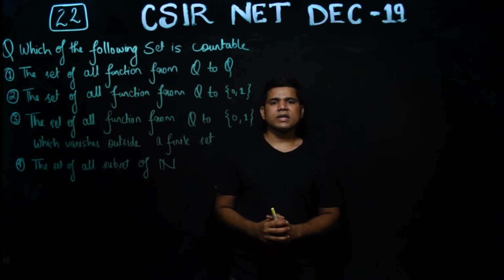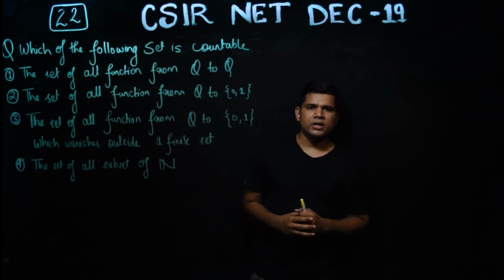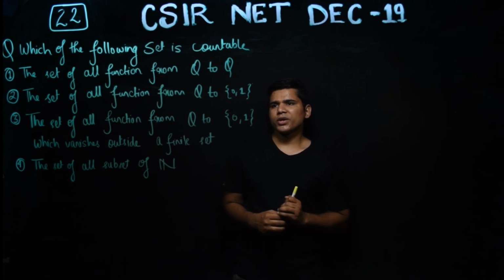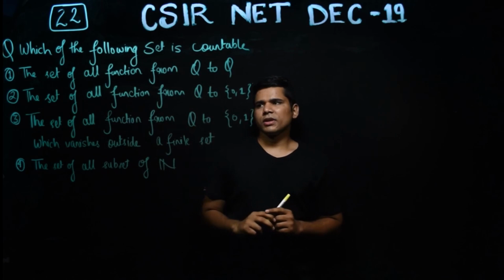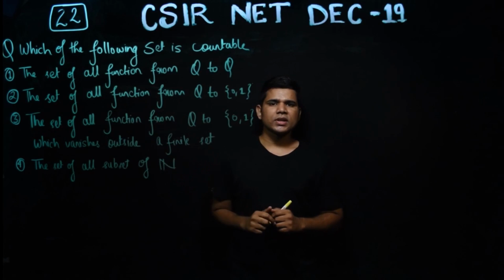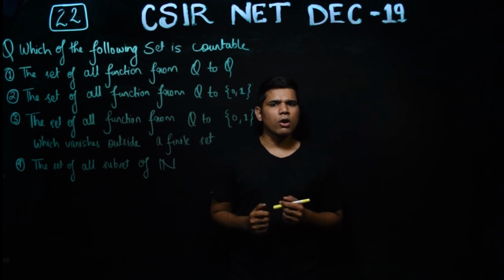CSIR NET December 2019. So this is question number 22 and it is from the topic analysis. So let us have a look at this question. It says, which of the following sets is countable? So you have 4 options, that means you have 4 sets for which you have to determine the countability.